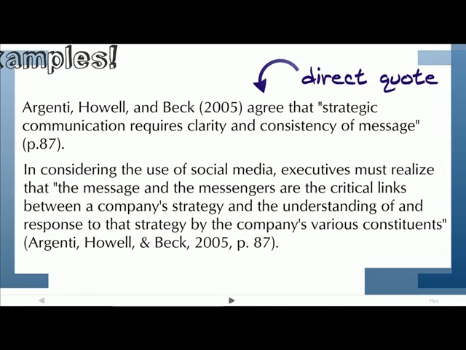The next example includes direct quotes. In the first, the author's names are included as part of the sentence, followed by the year in parentheses. At the end of the quote, the page number has been added. You should include page numbers for direct quotes whenever possible to help the reader find the cited information. In the second example, the citation information is again included at the end of the sentence and is not part of the sentence, so it's in parentheses.